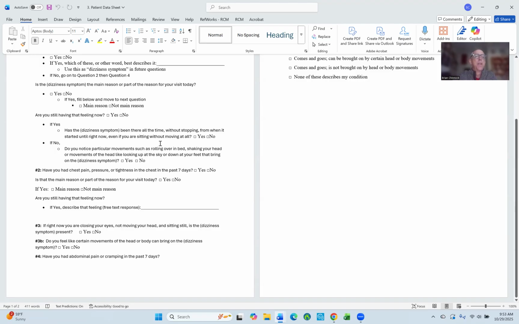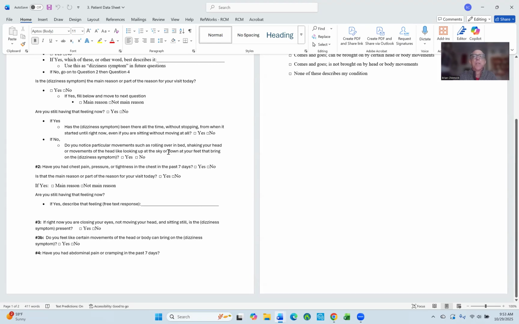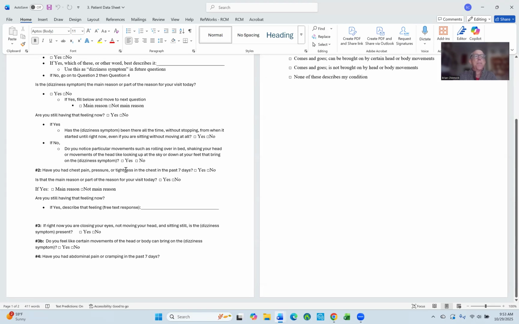Yes or no? Then we have a different question that's related to asking about chest pain, pressure, or tightness in the past 7 days, yes or no? Is that the main reason or part of the visit today? And again, similar to the dizziness questions, if yes, is it the main reason or not the main reason? And then move on to, are you still having that feeling right now? And if yes, ask them to describe it.